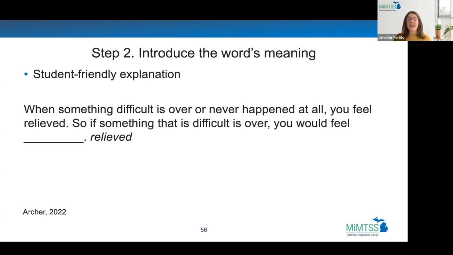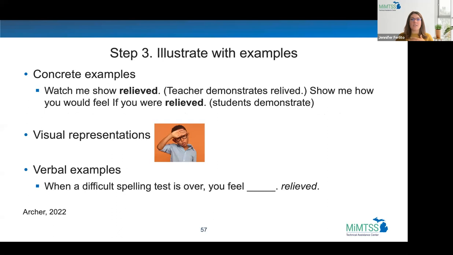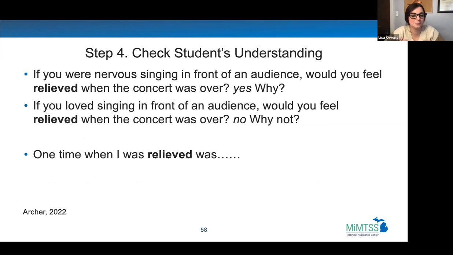you might feel relieved. So if something that is difficult is over, you would feel relieved. Yes, relieved. Watch me. If I'm feeling relieved, it might look like this. Ooh. What would it look like if you were to feel relieved? Yes. So when a difficult spelling test is over, you feel relieved.